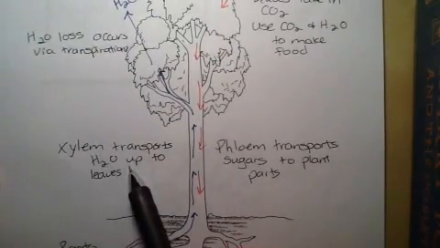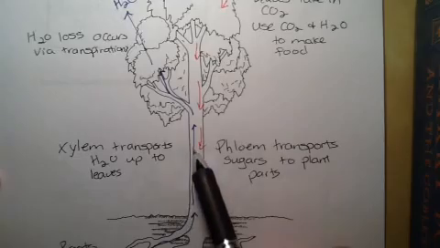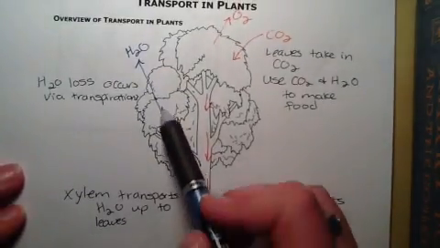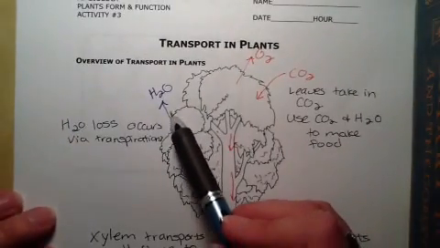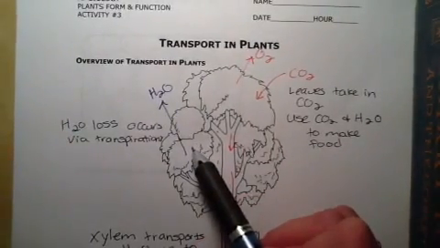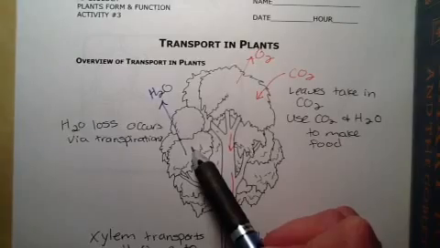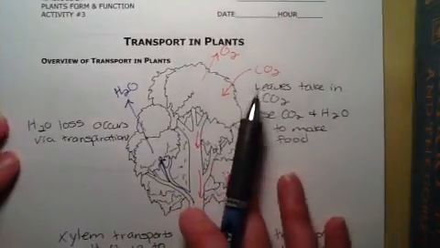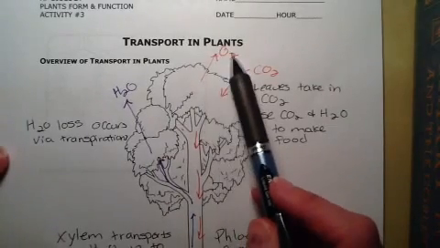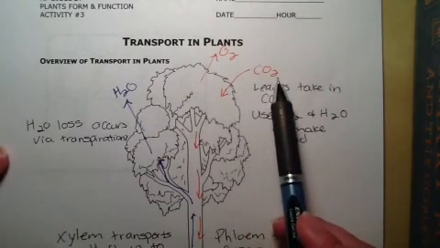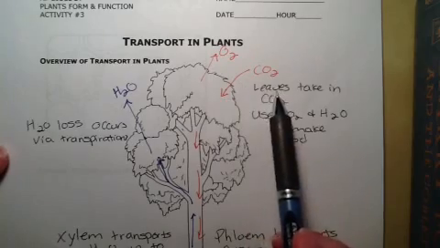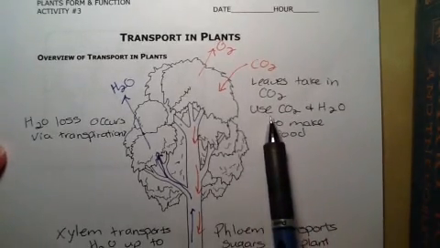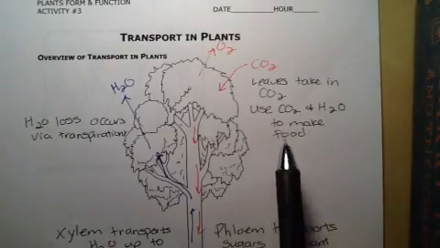The xylem is going to transport the water up to the leaves, and we'll talk about how that process works in just a second. The water is going to be used for photosynthesis, and whatever is not used for photosynthesis is going to exit the leaves. Meanwhile, the stomata are open, so they're losing oxygen made from photosynthesis, and carbon dioxide is coming in. Leaves take in carbon dioxide and use it to make food, or glucose.